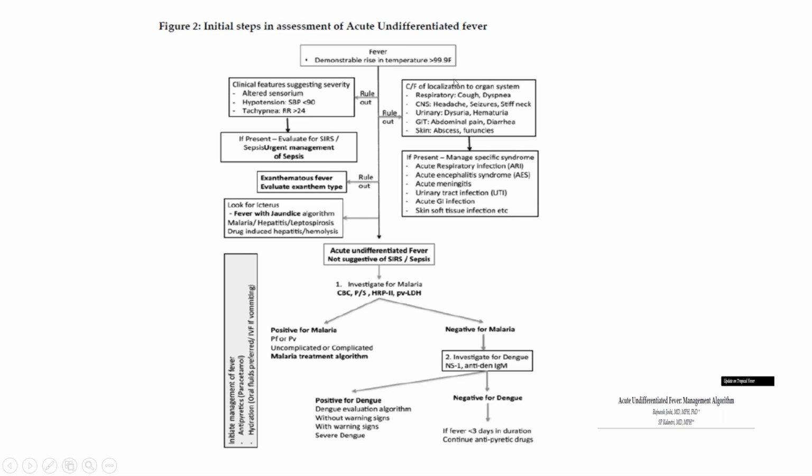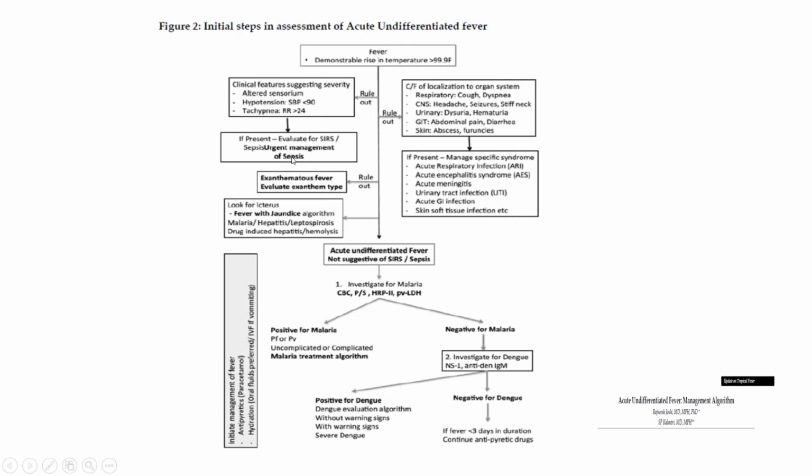Whenever a patient presents with fever, first rule out the clinical signs of severity or critical illness, which are anybody who has altered sensorium, anybody who is in shock with a systolic blood pressure less than 90 millimeters of mercury, or anybody who has tachypnea. These are patients who are very sick and critically ill, and you need to evaluate them for systemic inflammatory response syndrome and manage them urgently. So your first priority will be to manage and resuscitate this group of patients who have fever.